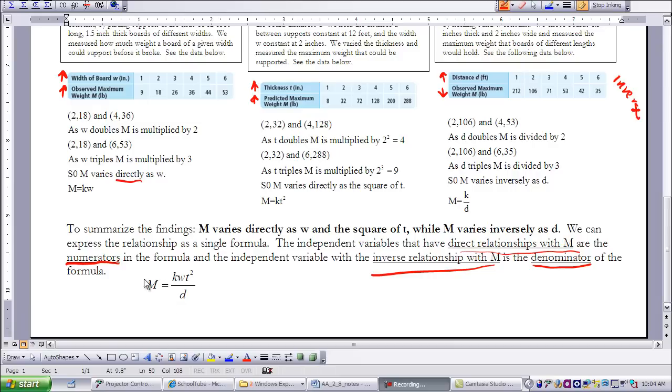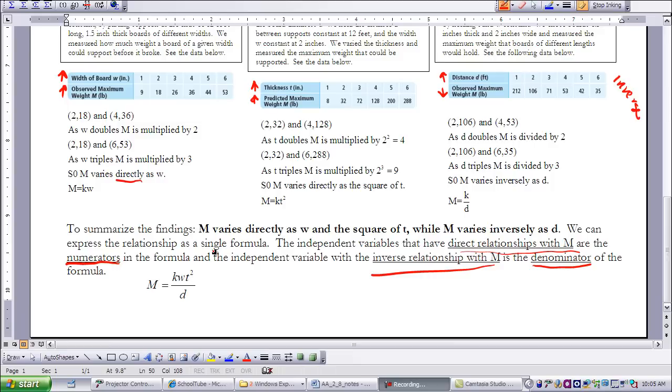Now, one question that I often get is, what about k? Each of these individual equations here has a k also. What do I do with that? Well, essentially we're getting our own k, a new k for this formula that will have to be calculated if we want to move further. Right now we're just developing the formula at this point. We will, in lesson 2.9, figure out how to find our k for a joint variation, or a variation equation that has a combined variation.